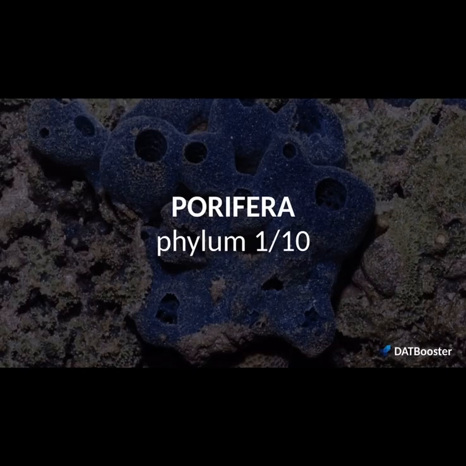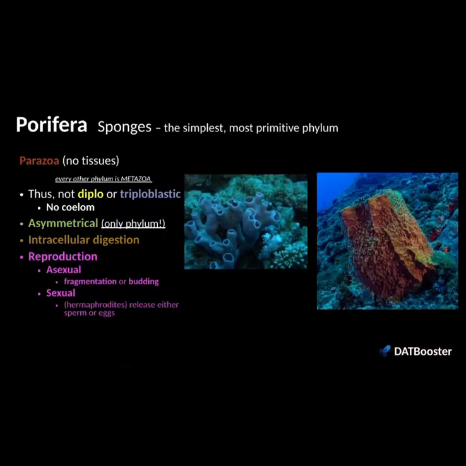So the first phylum we're going to look at is Porifera. This is the phylum of sponges. So the phylum Porifera is the simplest phylum that we have. They're the most primitive phylum. They don't have any tissues, and remember the word for that is parazoa. Every other phylum is metazoa.